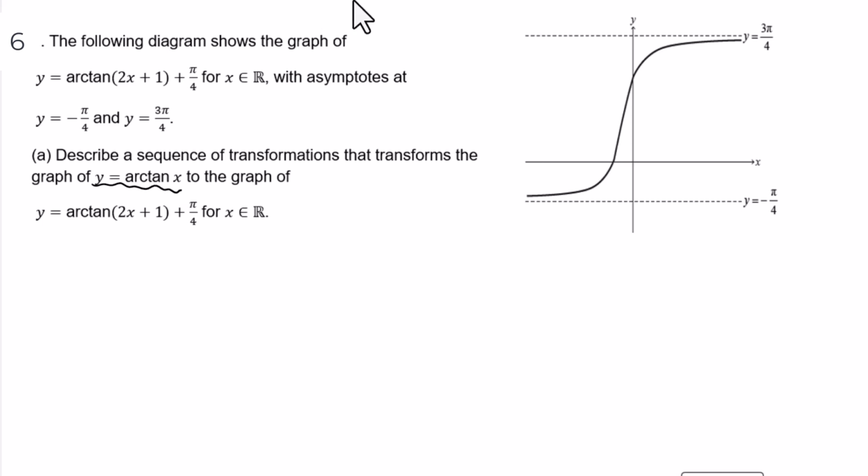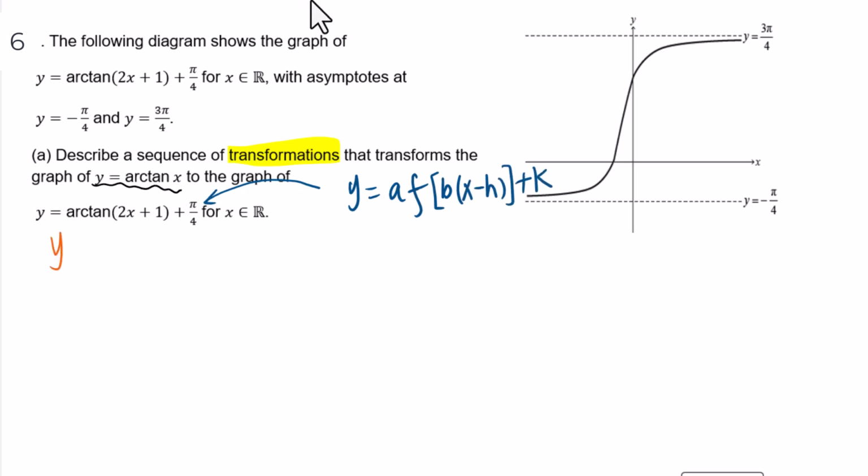This question is dealing with a transformation. First step, we need to change this function into transformational form, y equals a f(b(x minus h)) plus k. So y equals arctangent, take a 2 out, (x plus 1 half), then plus pi over 4.